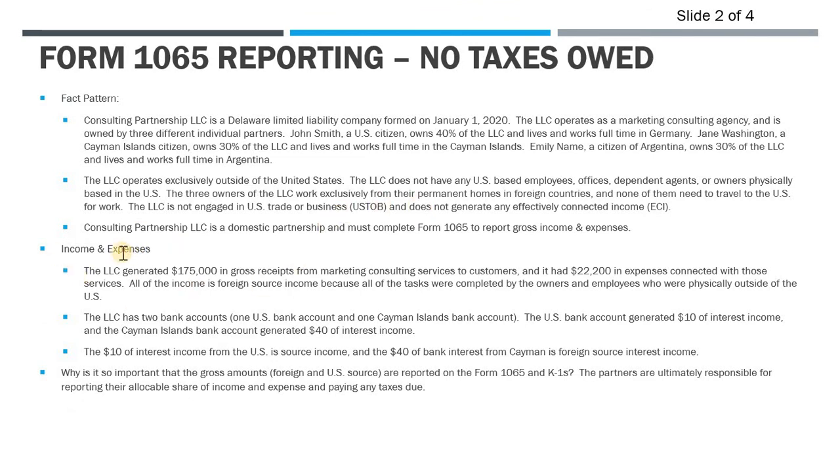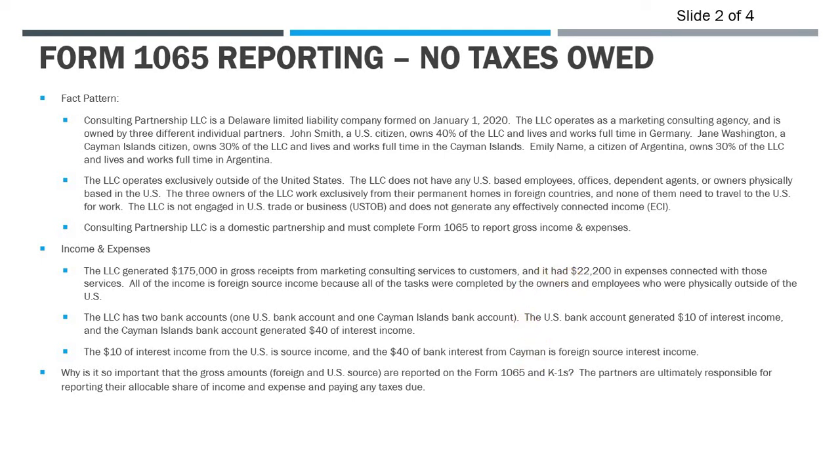Okay, so let's look at what income and expenses are generated in this entity. Well, the LLC generated $175,000 in gross receipts from marketing consulting services, and it had $22,200 in expenses connected with those services. Now, again, if we're going with this fact pattern, then no U.S. TOB, no U.S. source ECI, all of this activity is going to be foreign source, right? So all the income is foreign source because all of the tasks are completed by the owners and employees who are physically outside of the U.S.